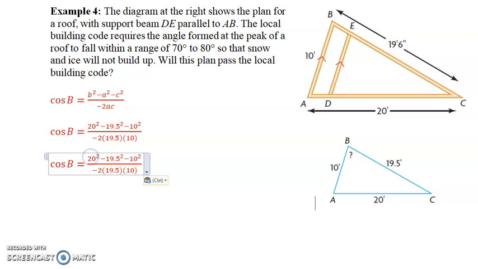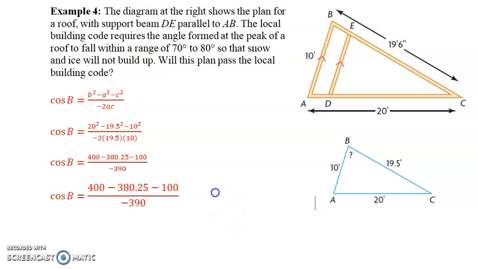20 squared is 400. 19.5 squared, 380.25. 10 squared, 100. Now the denominator, negative 2 times 19.5 times 10 gives us negative 390. Subtract the numerators. So when we subtract the numerator, we get 400, subtract 380.25, subtract 100. We get negative 80.25.